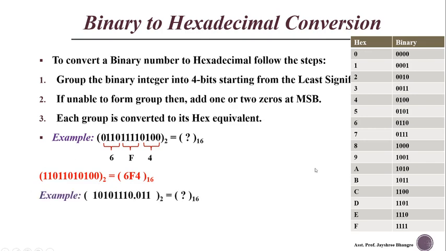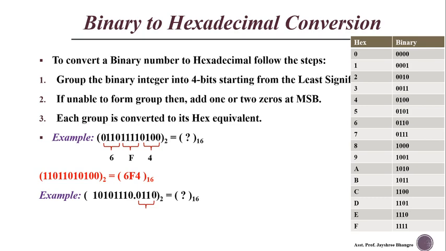If a fractional number is given, we have to convert this fractional binary number into hex. Again, we have to group these bits into 4 bits. For the fractional part, we have to start from the binary point, from left to right. So this is the first group, but we require a 4-bit group and only 3 bits are available. To complete the group of 4 bits, we insert 0 at the rightmost side, so we will get the group of 4 bits.